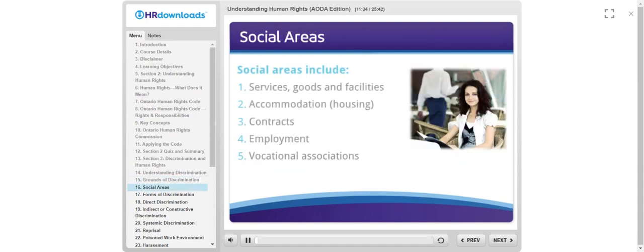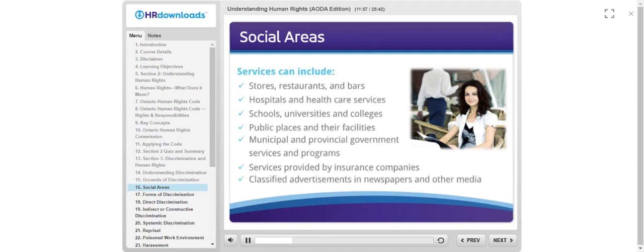The Code ensures that Ontarians find freedom from discrimination in 5 key areas, referred to as social areas. These social areas include 1. Services, goods, and facilities. 2. Accommodation, housing. 3. Contracts. 4. Employment. And 5. Vocational associations.